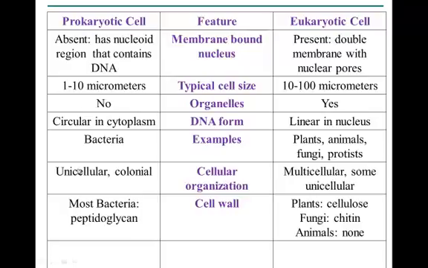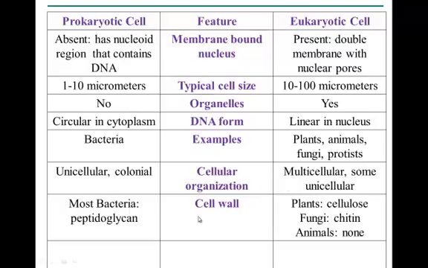Cellular organization. The prokaryotes are unicellular, which means they have one cell, and they may be colonial, which means an aggregation of the one-celled organisms, as opposed to eukaryotic organisms, which tend to be multicellular. Some are unicellular, as I was speaking of some of the protists.